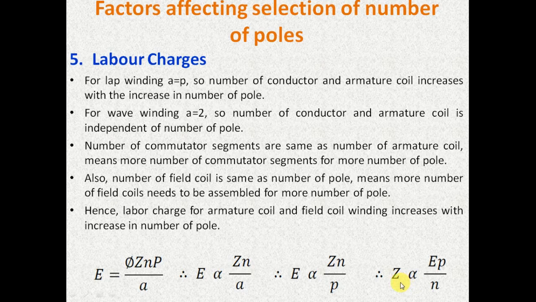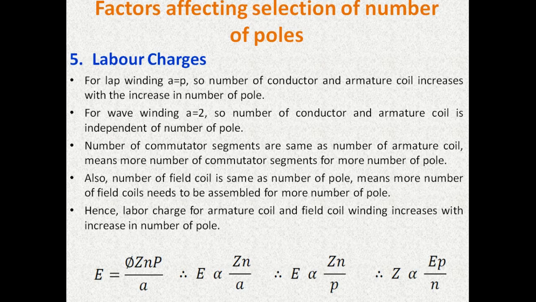Z is actually the total number of conductors in the case of a DC machine. So in the case of wave-wound machines, the value of A is always 2. Therefore, in a wave-wound machine, the number of armature conductors, that is the number of armature coils, does not have any dependency on the number of poles. Whereas in a lap-wound machine, the number of armature conductors or armature coils will have a dependency on the number of poles from this standard relation.